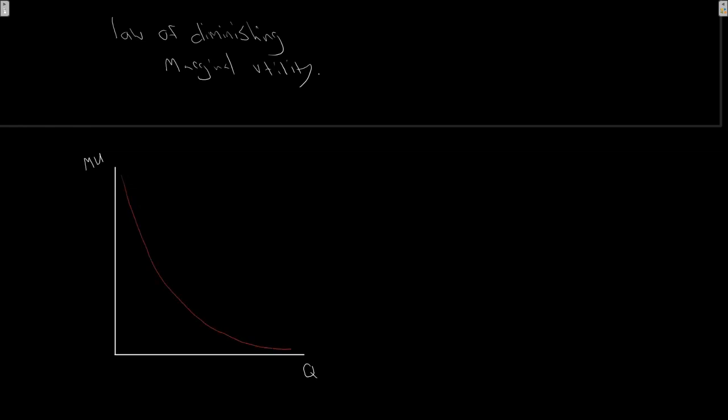Decreasing and then kind of leveling off. Often we would assume that it's positive, but it doesn't have to be. We can actually have a negative marginal utility. All that means is that by having that extra unit, you're now losing happiness.